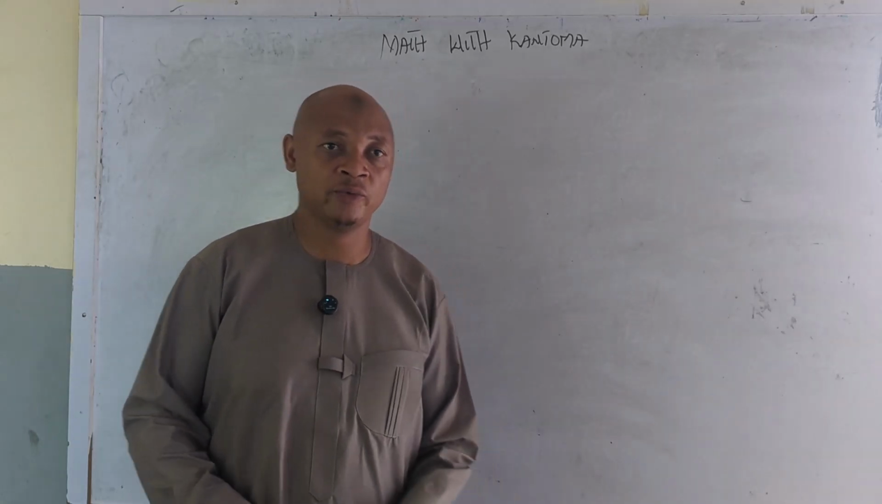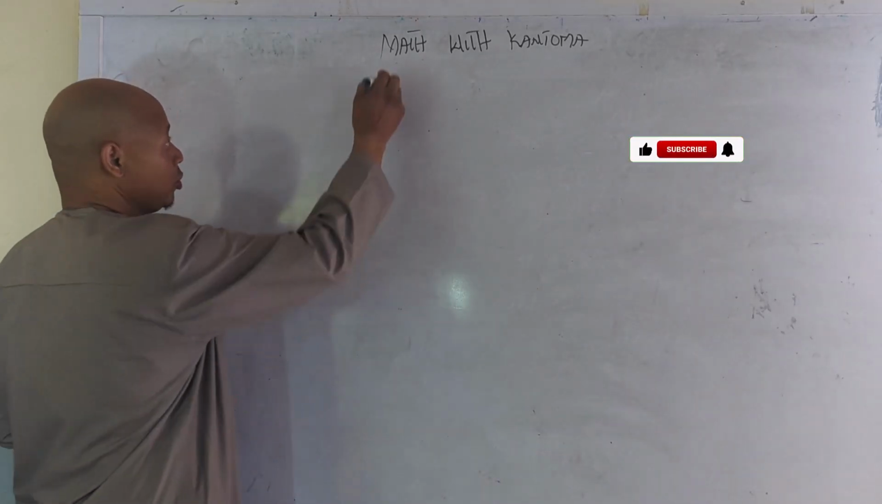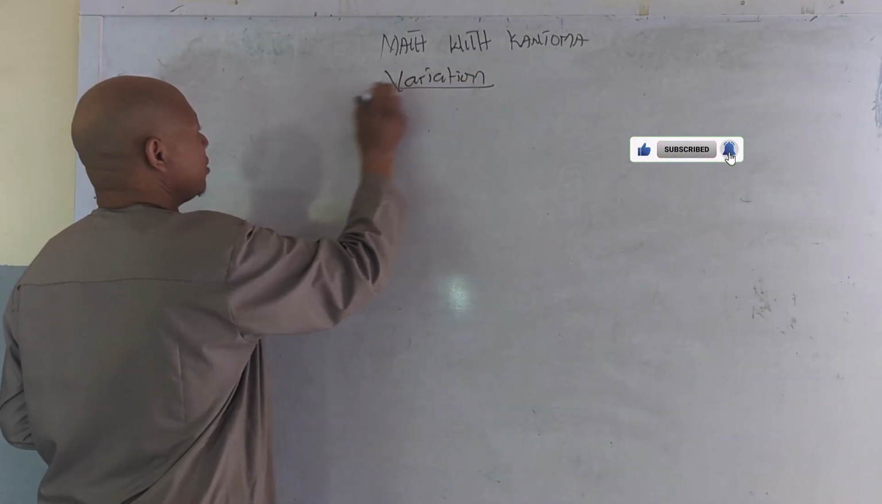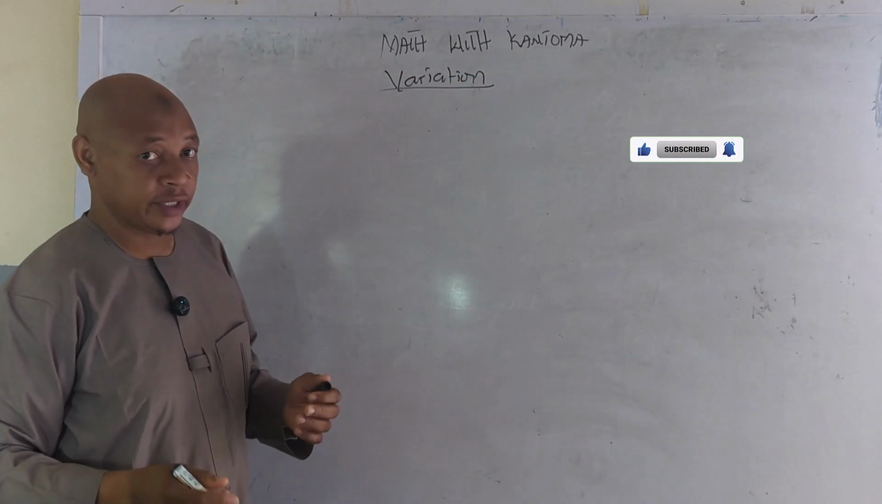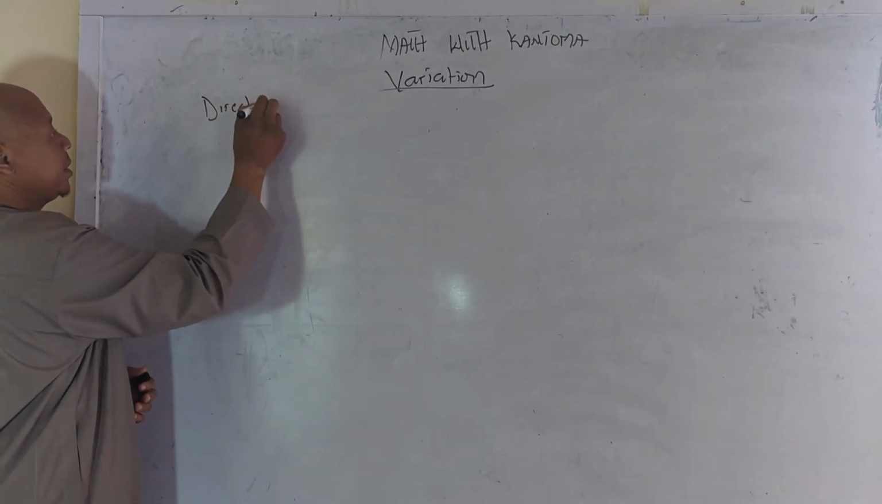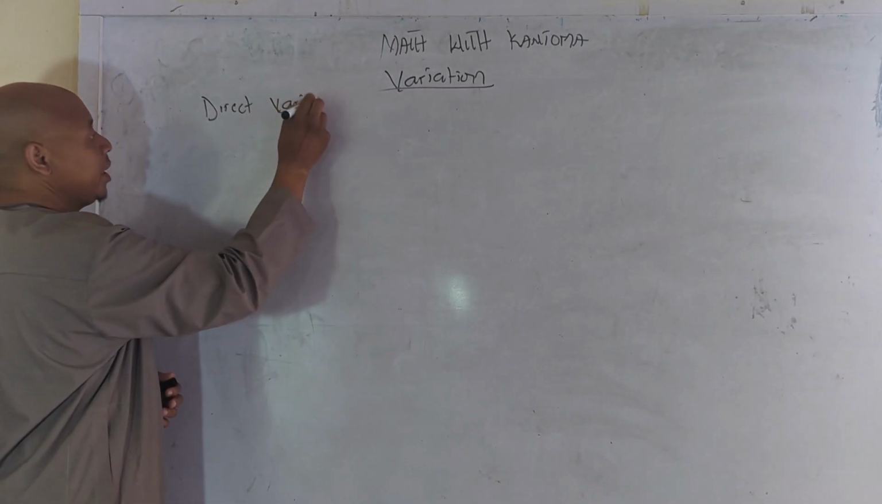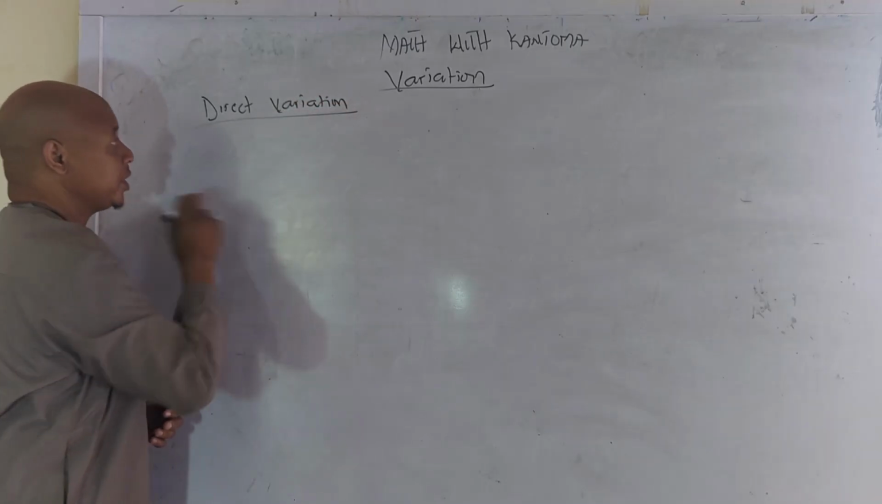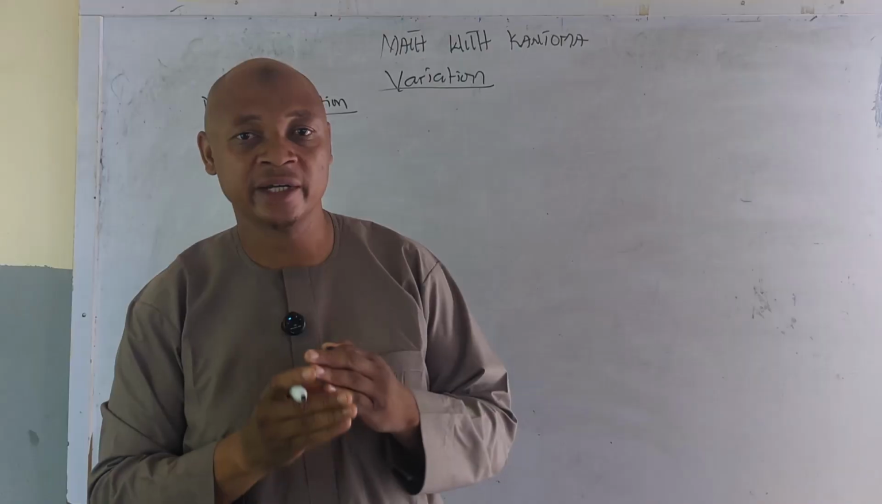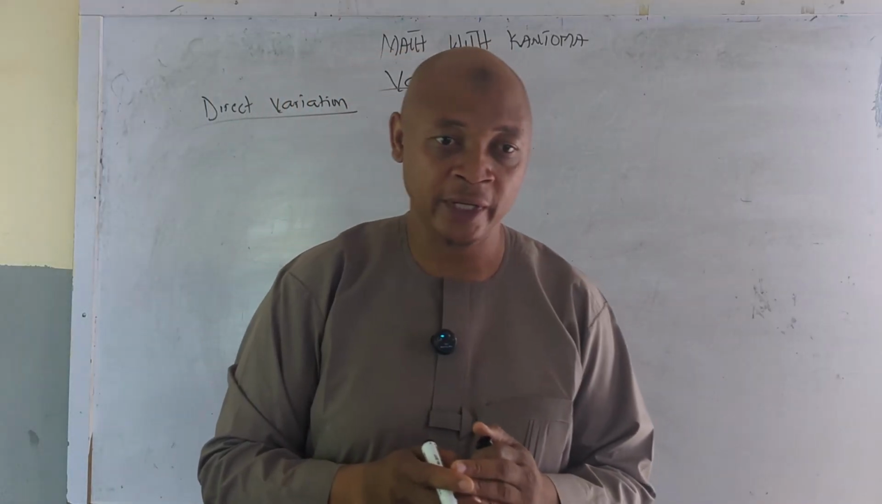In today's class, we'll be talking about variation or proportion. Variation. Now in variation, we have four types of variation. We have the direct variation, or direct proportion. In direct variation, we say it's when two quantities vary directly to each other.